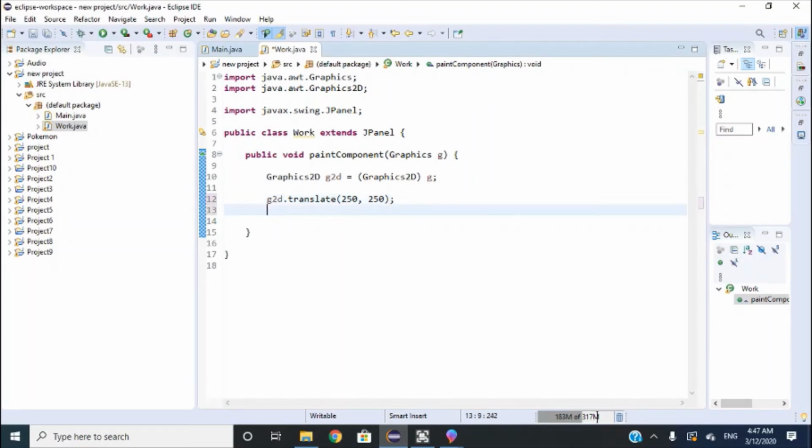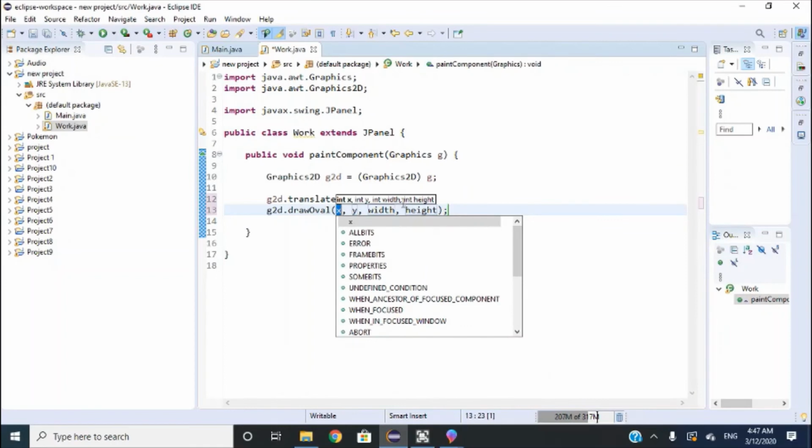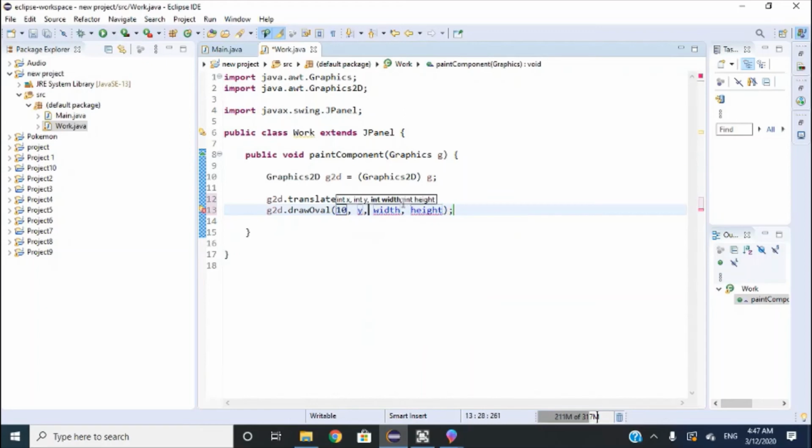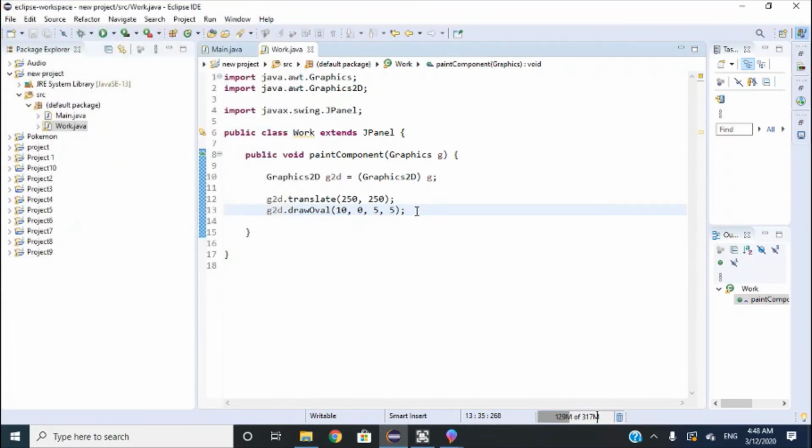Now let's draw an oval. 10, 0 with a width of 5 and a height of 5. Okay, see what that looks like? Alright, now let's rotate the axis.